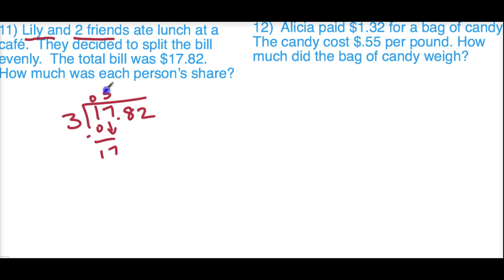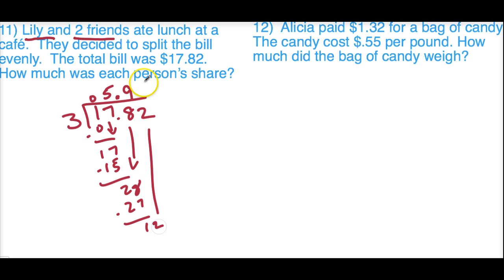3 goes into 17 5 times. Bring my decimal up into my quotient before I forget. So each person was responsible for $5.96. I think I also accepted $8.91 or something close to that if you divided by 2 and not 3, even though you didn't follow the directions.